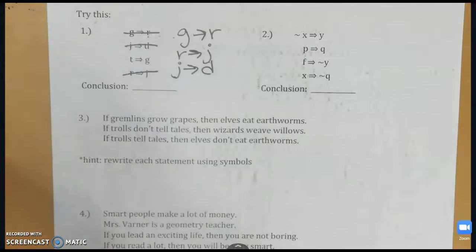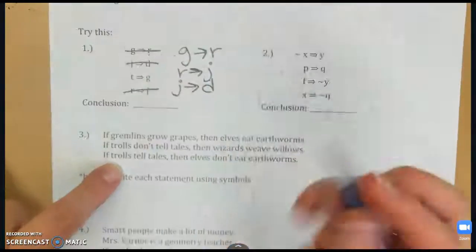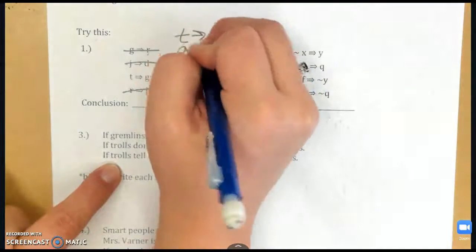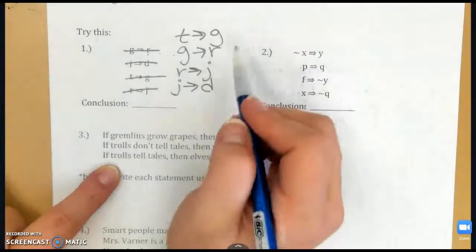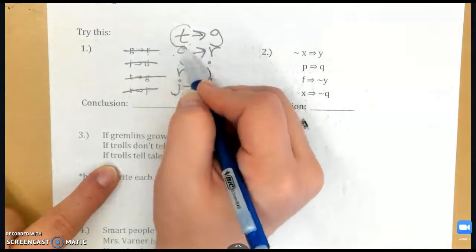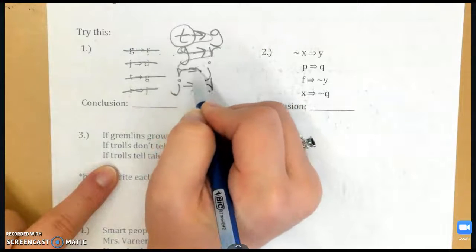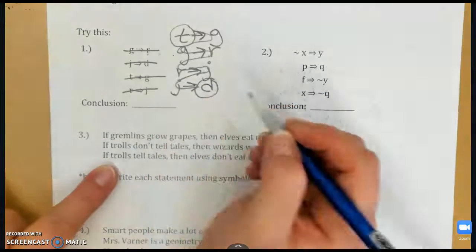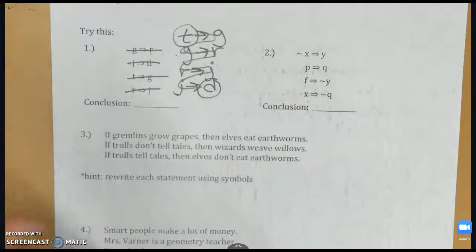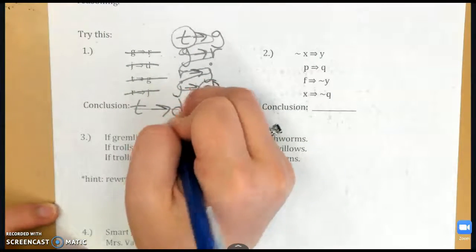If T, then G. Well, that one doesn't follow along at the bottom, but that G is at the top, so I know that T, then G is going to be my starting statement. So if I'm following my law of syllogism, if I start at T and I go along my chain rule, I'm going to go from G to R, then R to J, and then J to finally land at D, which means my final conclusion is going to be if T, then D.